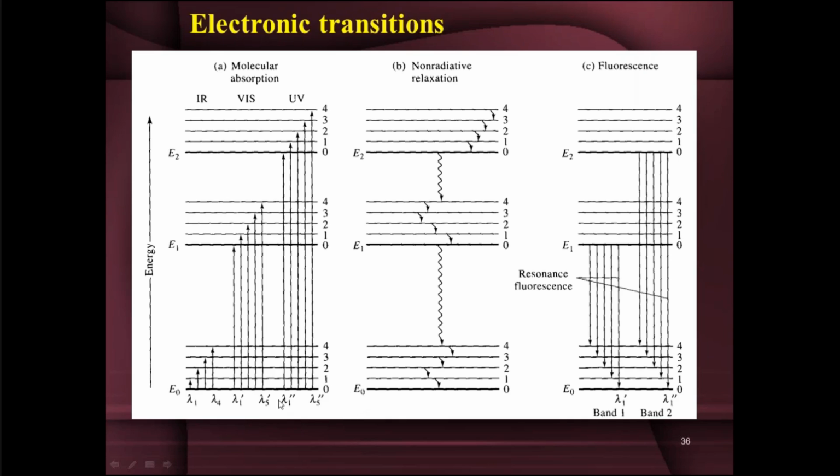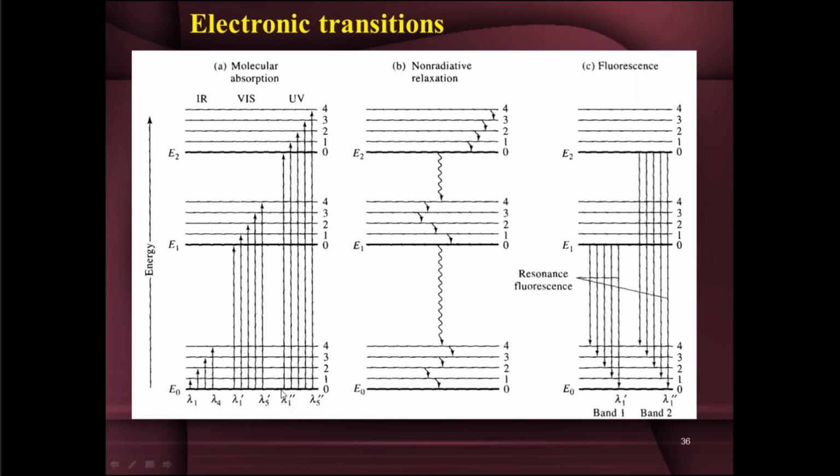If you go to still higher energy or still shorter wavelengths, that is lambda 1 double dash to lambda 5 double dash, lambda 1 double dash, lambda 2 double dash, and so on. These are much higher energy photons. These photons are also capable of being absorbed by the same molecule because there is one more electronic energy state in this molecule, that is E2.